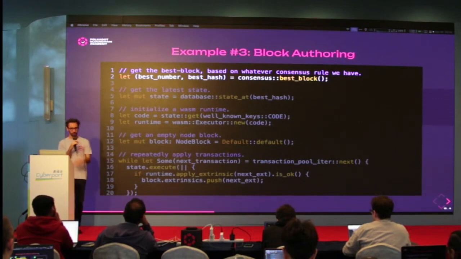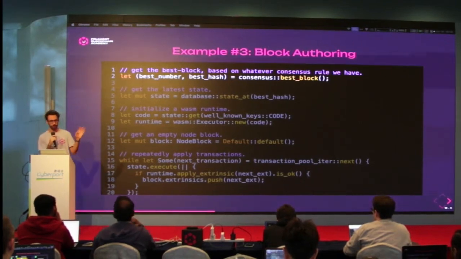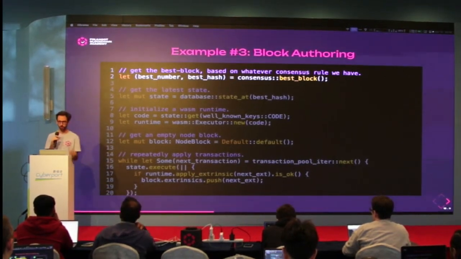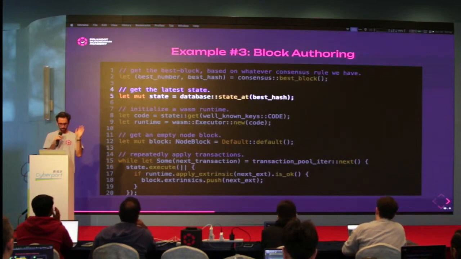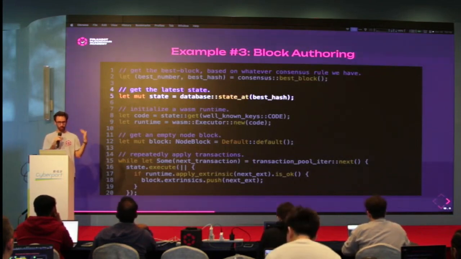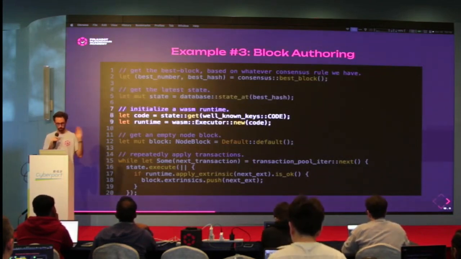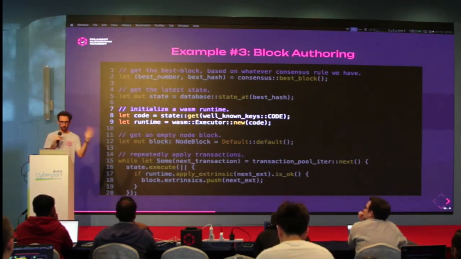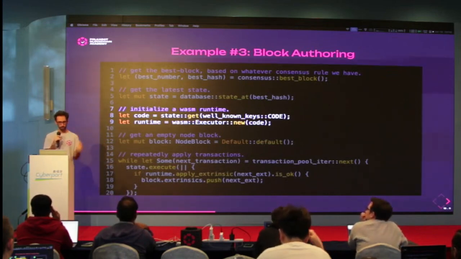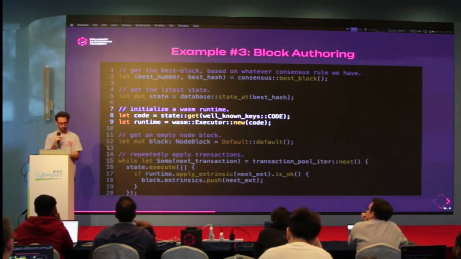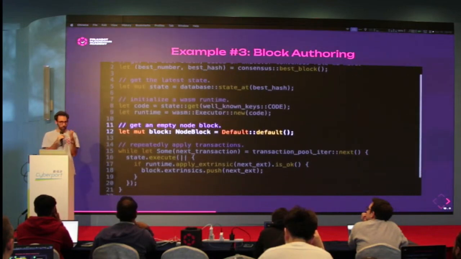We want to build a new block, so we ask our consensus component, hey, what's the best block that we already have? And give me also the hash and the number associated with that. Then we get the state associated with the best block that we currently have. This is all repetitive. Then we get the code from that particular state. We stick it in a Wasm executor, and this is now our runtime. Then we start with the empty block.